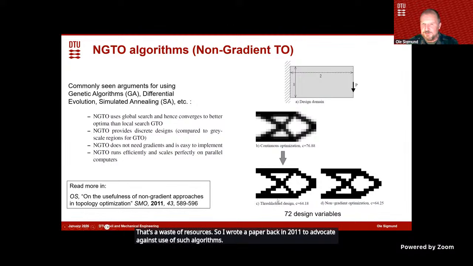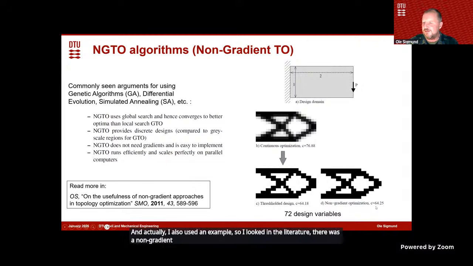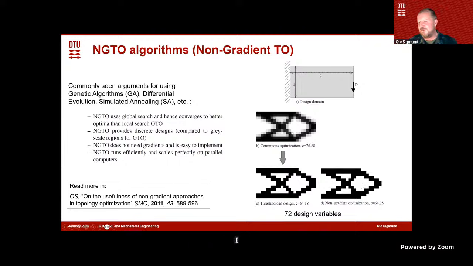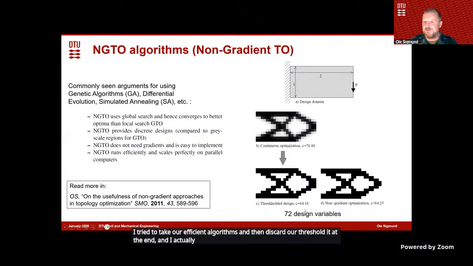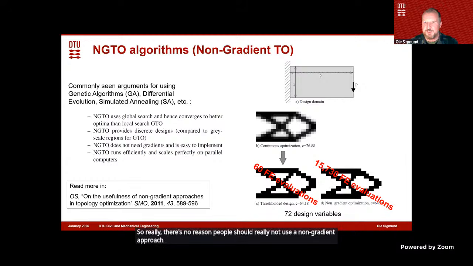And actually, I also used an example. So I looked in the literature. There was a non-gradient approach that claimed that they got the global optimum. I tried to take our efficient algorithms and then threshold it at the end, and I actually beat it. And the big difference is this is only 72 variables. They used 16,000 evaluations, and the gradient-based used 60. So really, there's no reason, or people should really not use non-gradient approaches to topology optimization.